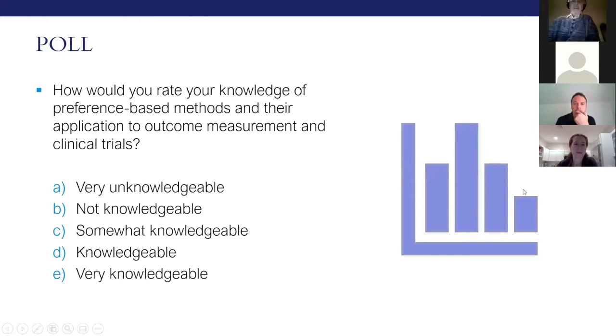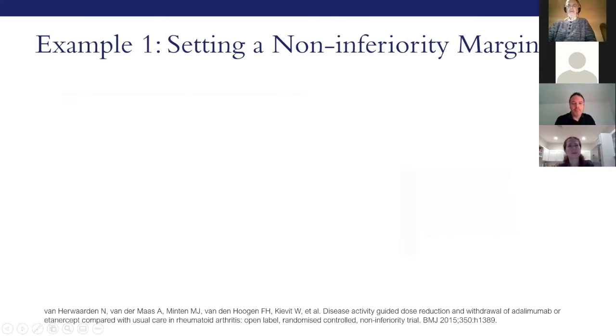Okay, next slide again. We wanted to start with some examples of where preference-based methods may be useful in outcome measurement in clinical trials in rheumatology. The first one is not an example of it being done, but I think it illustrates really well the potential role for patient preferences.